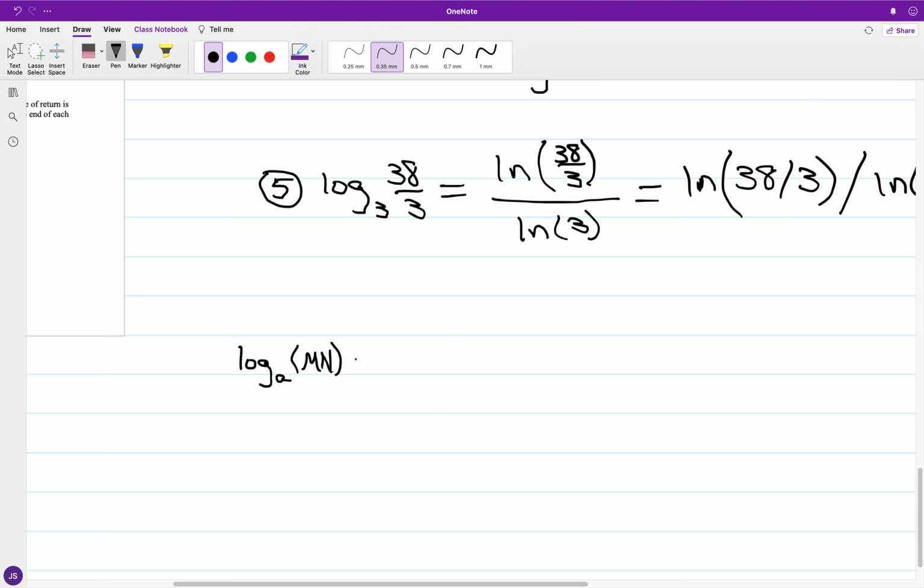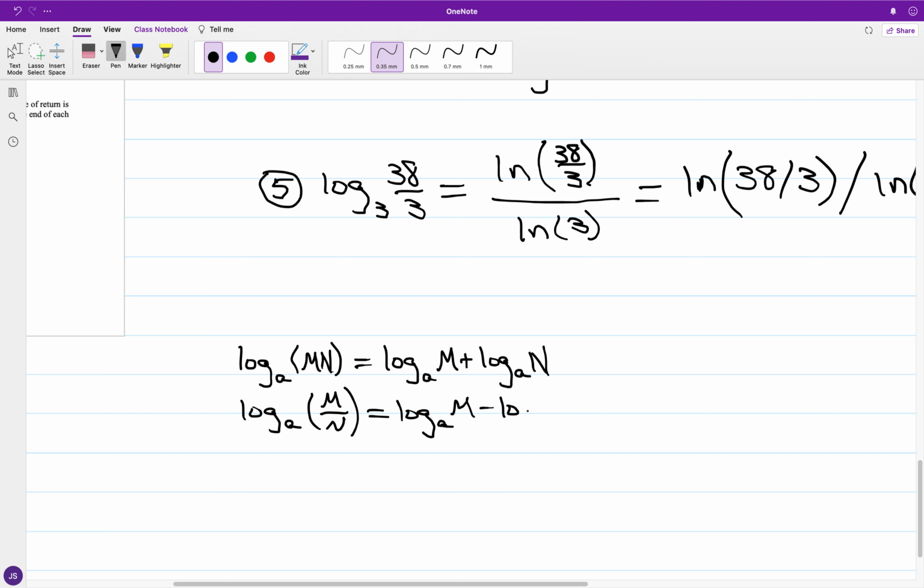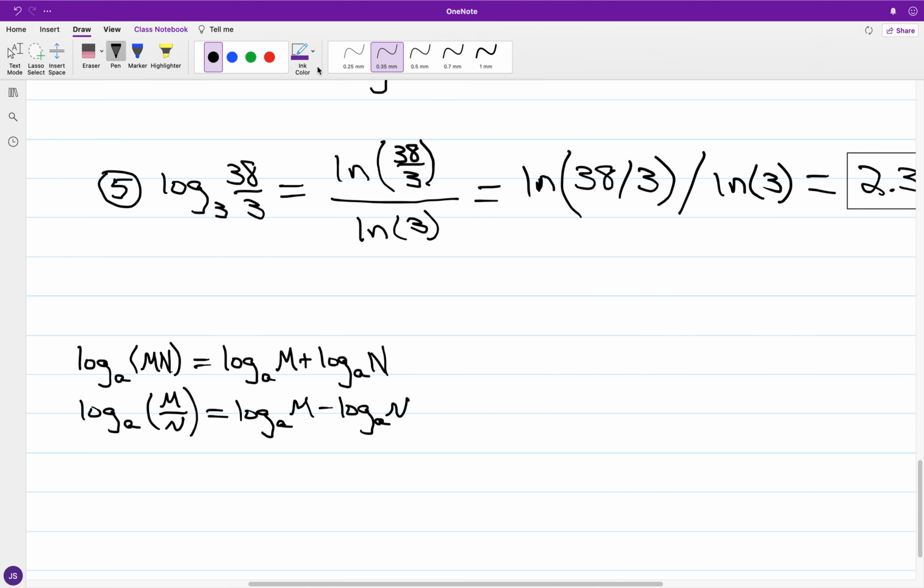So you have the base A logarithm of m times n. Okay, so you have the base A logarithm of m plus the base A logarithm of n. And for division, okay, so you have the base A logarithm of m minus the base A logarithm of n. Okay. And again, the converse is going to ring true.